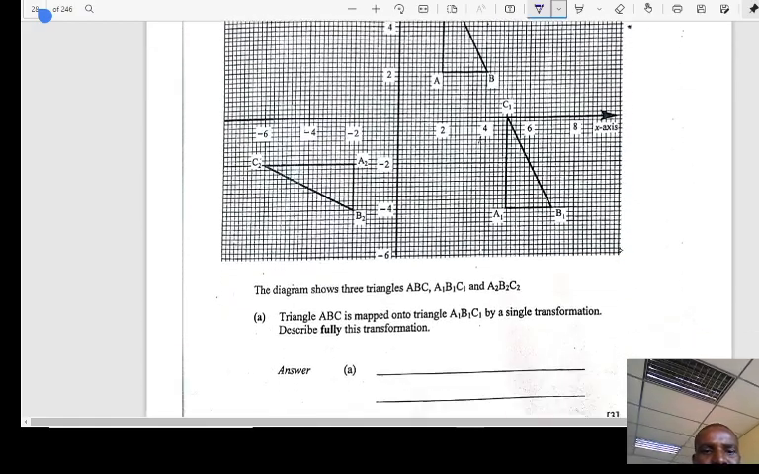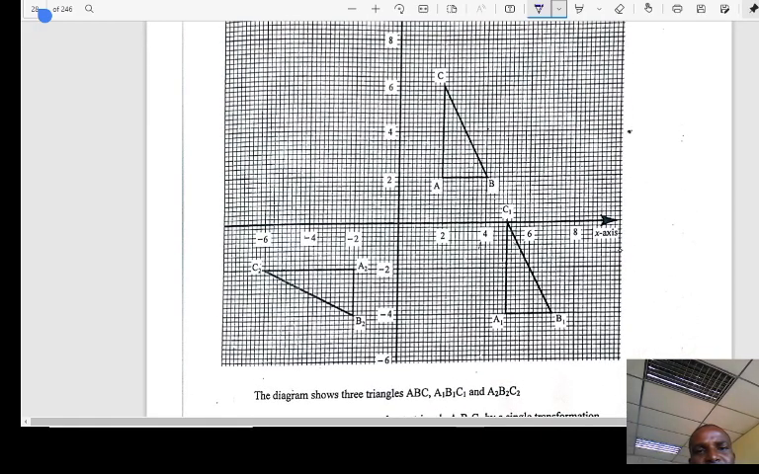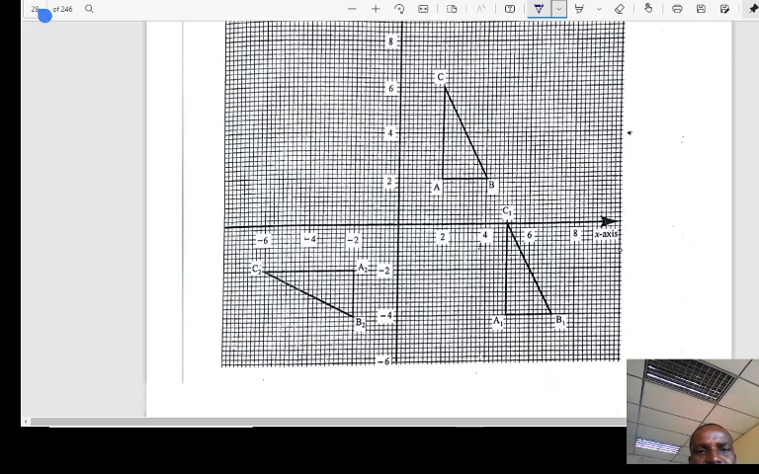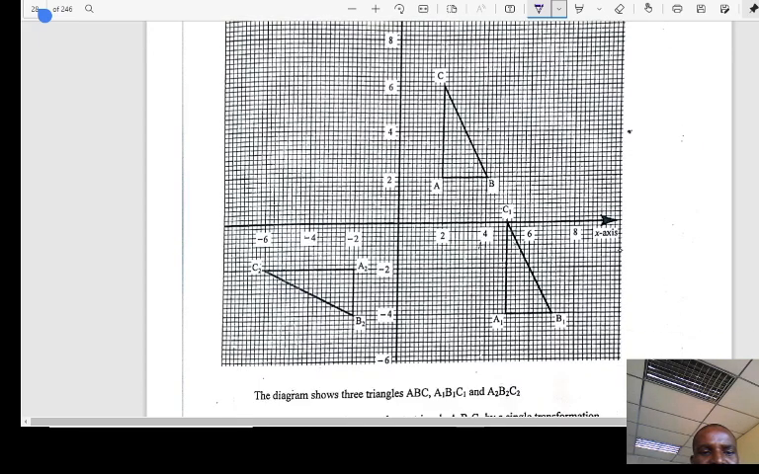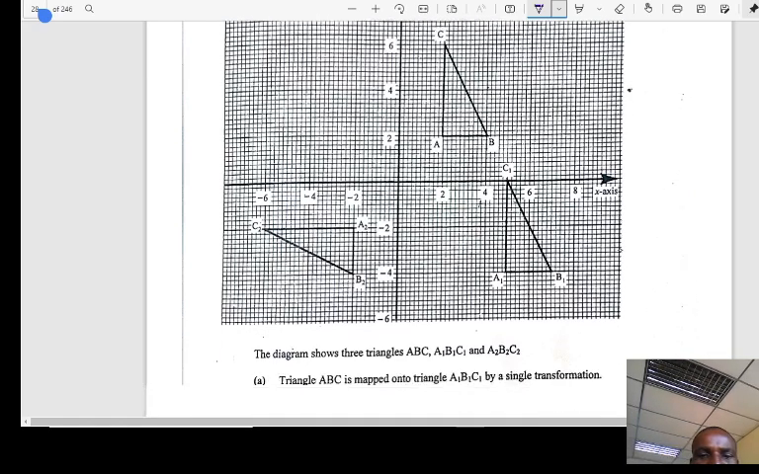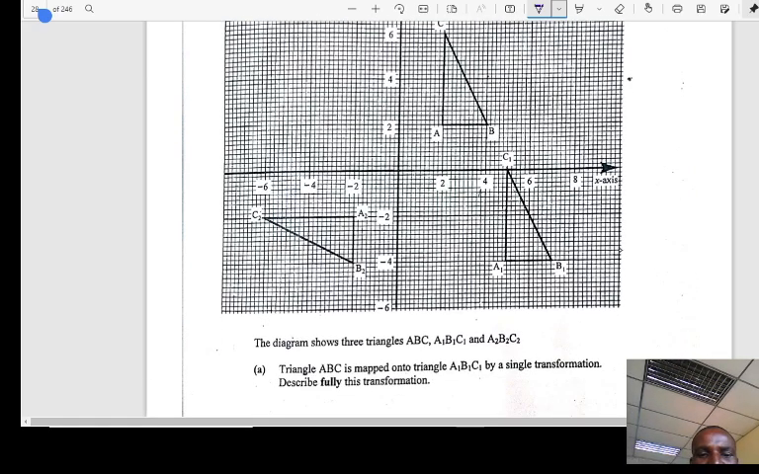Then this one is transformation, as you can see there. Question number 26. Right, the diagram shows three triangles ABC, A1B1C1, as you can see. Triangle ABC is mapped onto triangle A1, B1, C1 by a single transformation. Describe fully this transformation.